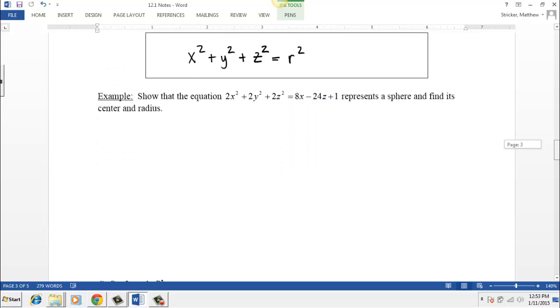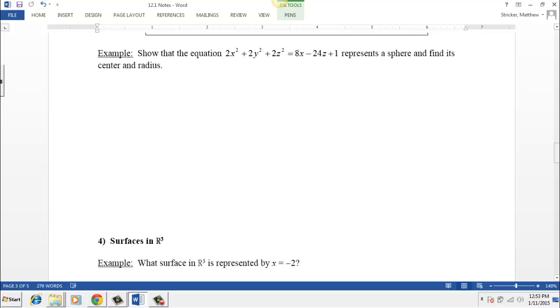So you may or may not have done something like this, but what we're going to need to do is complete the square. And the big thing about completing the square is we need to get all the terms that aren't constants on one side. So we need to get all the x's and the z's, basically this 8x and this negative 24z, to the left hand side. So let me go ahead and rewrite our equation. We have 2x squared plus 2y squared plus 2z squared equals 8x minus 24z plus 1.